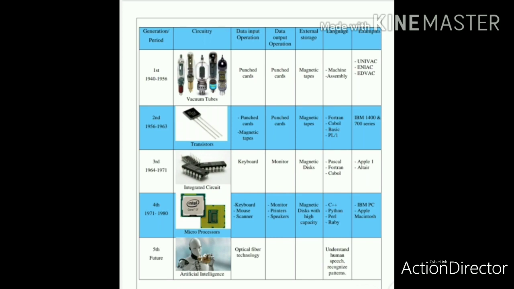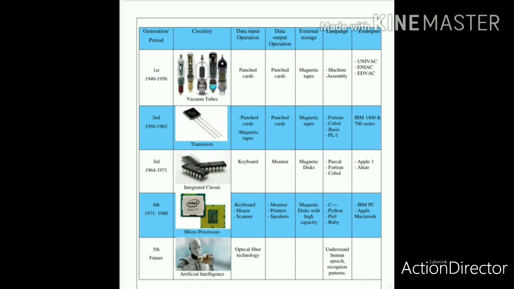Coming to the second generation, instead of vacuum tubes, the second generation of computers used transistors as the circuit. First generation used vacuum tubes, second generation started using transistors. But the input and output operations of first and second generations were both punch cards. But yes, in the second generation they had an additional input operation which was magnetic tapes. The external storage of both generation 1 and generation 2 was magnetic tapes.